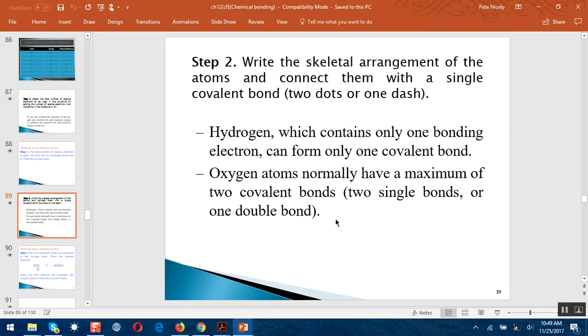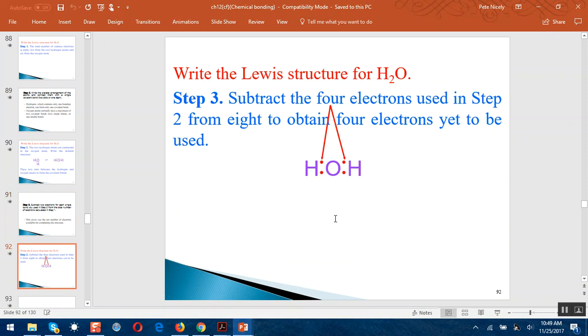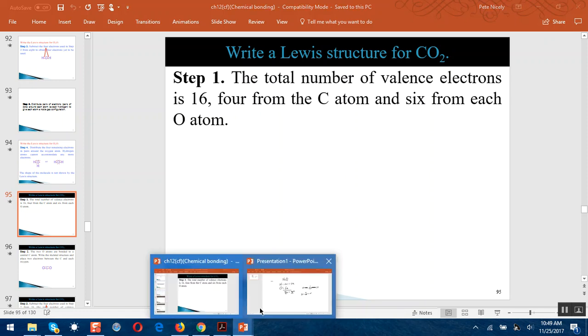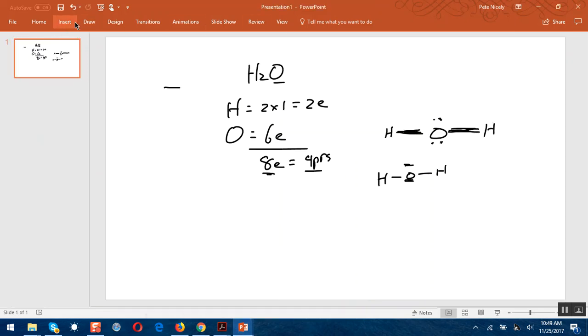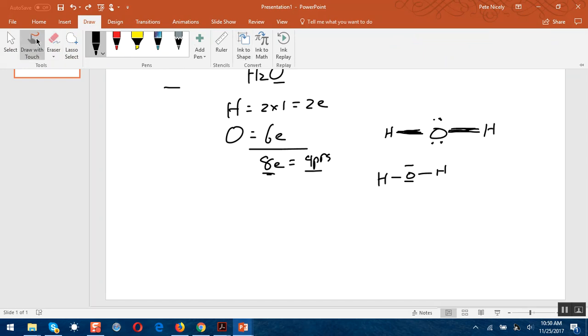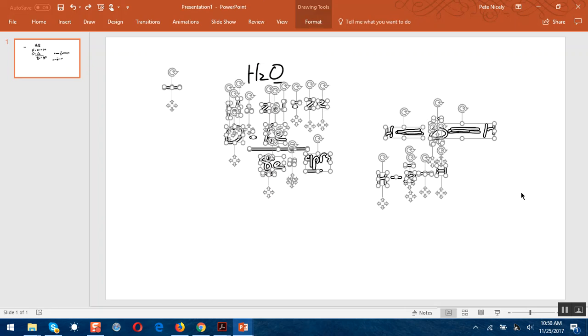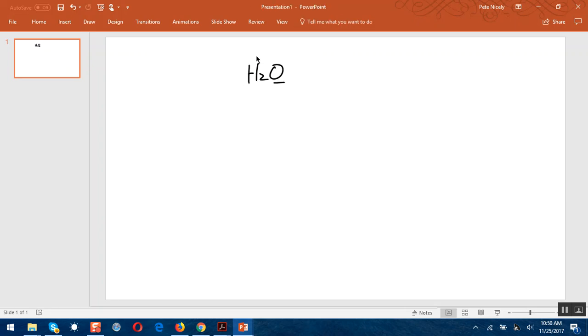Now, let me just jump to another example. In the case of carbon dioxide, let me take out all of this, and let's look at the case of carbon dioxide.